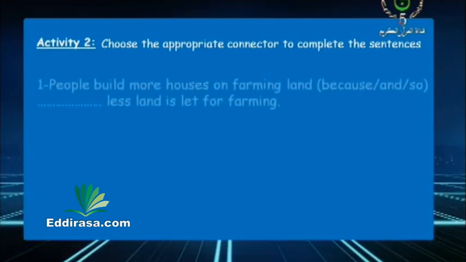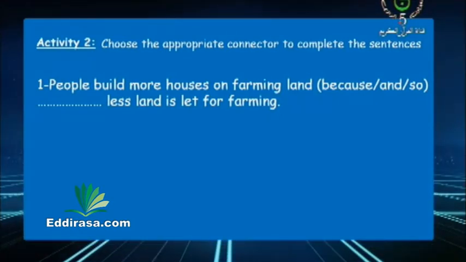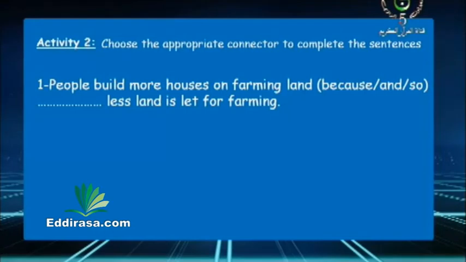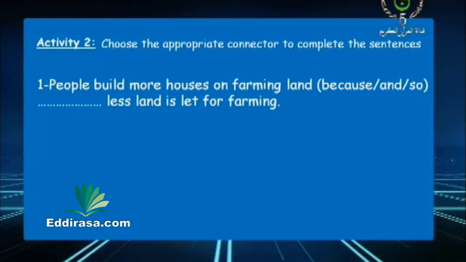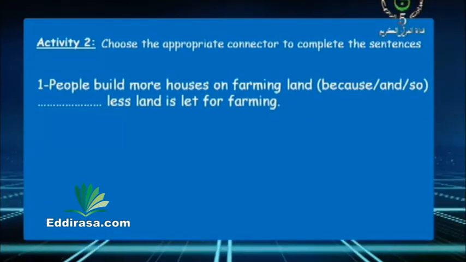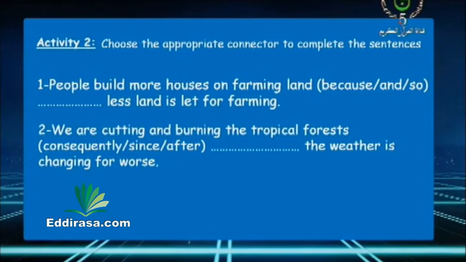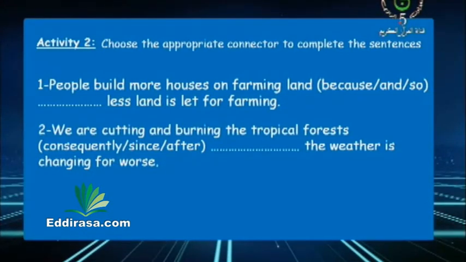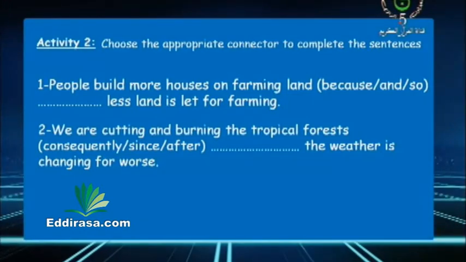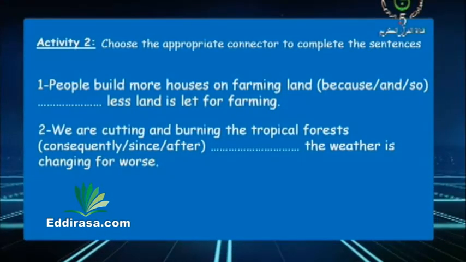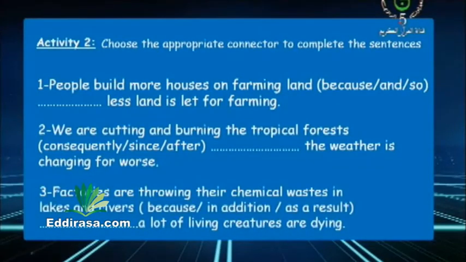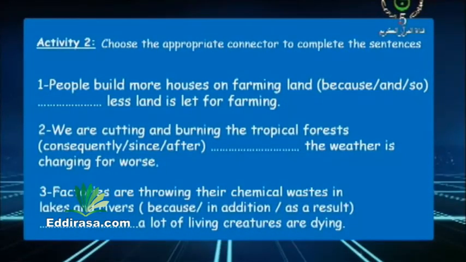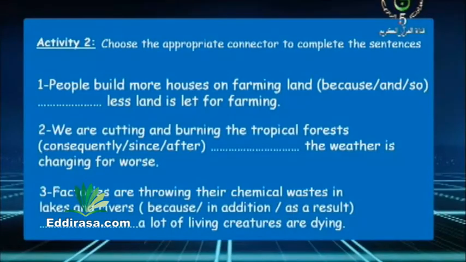Okay, so sentence 1: people build more houses on farming land, between brackets, because, and, so, less land is left for farming. Number 2: we are cutting and burning the tropical forest, between brackets, consequently, since, after, the weather is changing for worse. Now, number 3: factories are throwing their chemical waste in lakes and rivers, between brackets, because, in addition, as a result, a lot of living creatures are dying. So let's check now the answers.